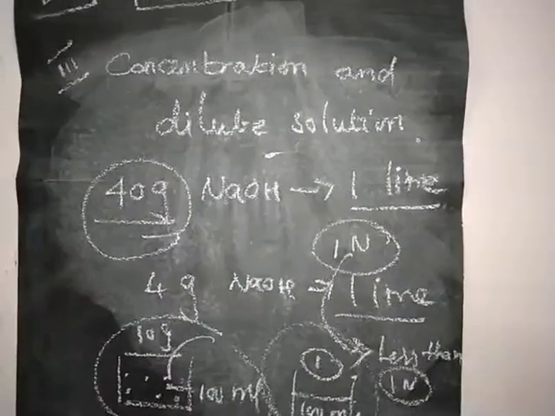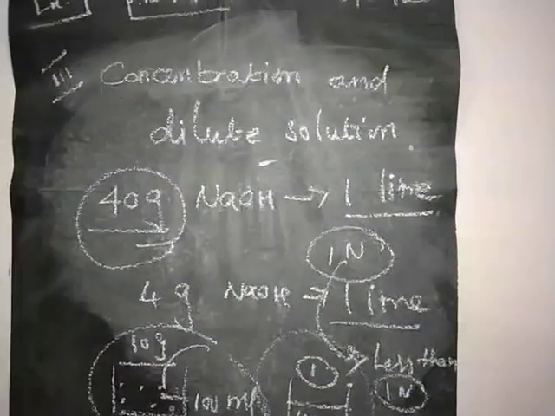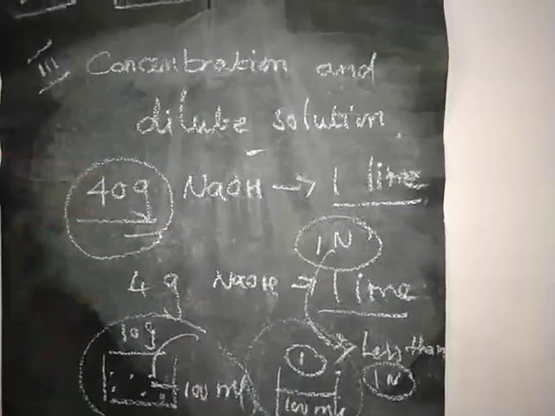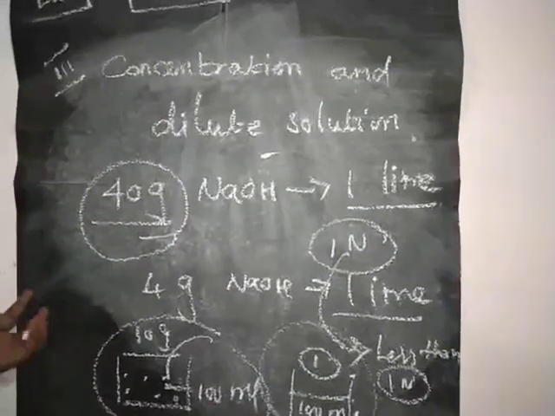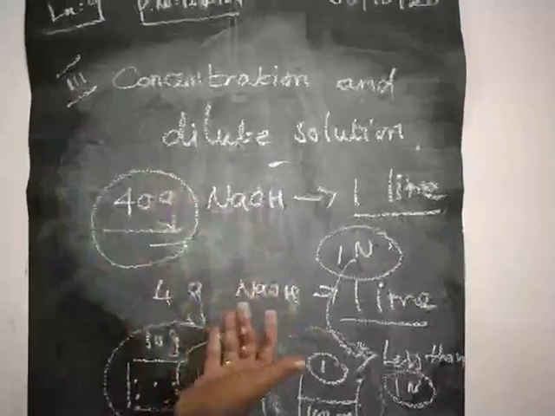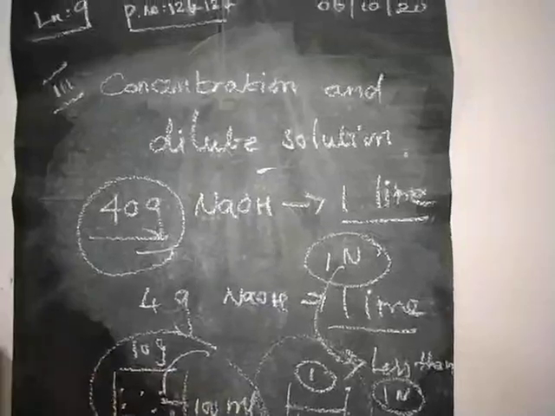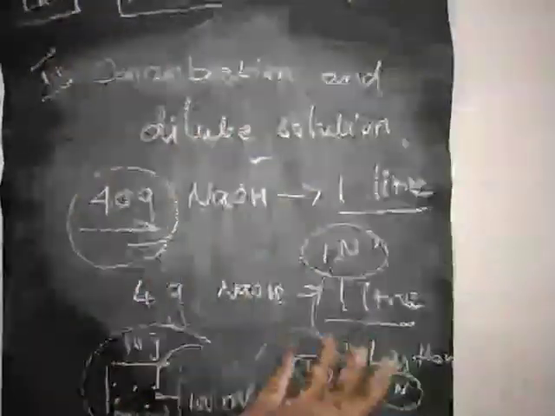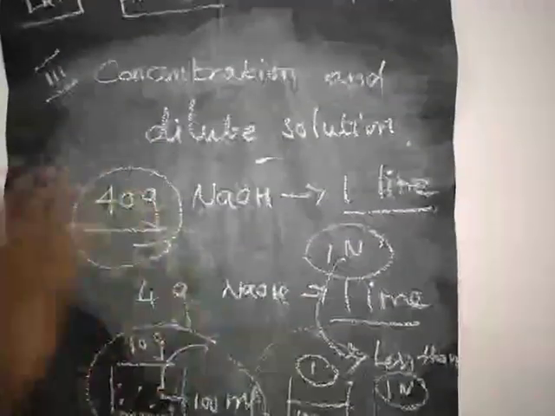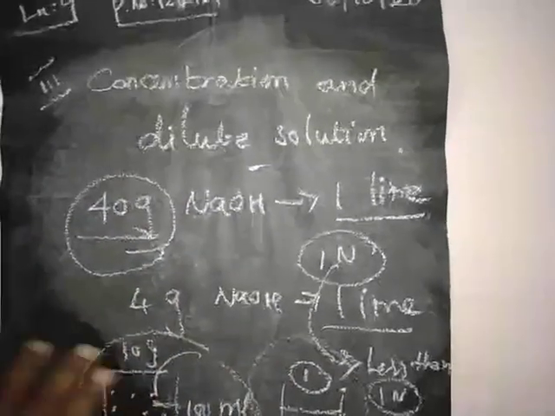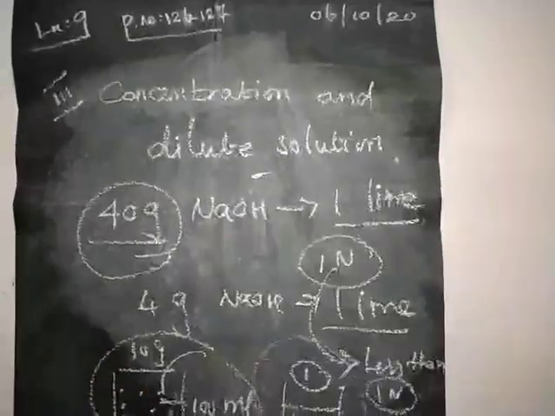Next, the difference is observed by means of some physical characteristics such as color, density, etc. If two solutions are given to us, they may ask us to identify which one is concentrated and which one is dilute. Based on their color or density, we can identify which one is concentrated and which is dilute.